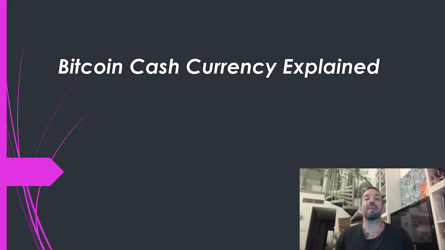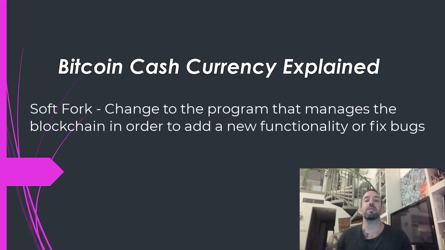So if you remember the last video, and you need to have a good memory because it was quite a long time ago, I explained about forks in cryptocurrency and the difference between a hard fork and a soft fork. If you missed that one and want to catch up, you can check out the link in the description below. We learned that in a soft fork, we have a change in the program that manages the blockchain in order to add a new functionality or fix a bug.